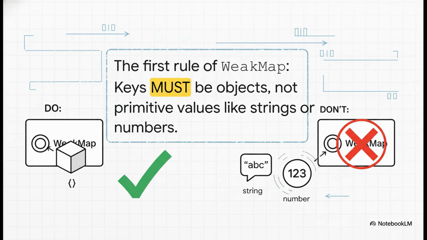Now, this is absolutely crucial. This is the golden rule, you could say. This whole automatic garbage collection magic only works if the keys in your WeakMap are objects. You can't use a string, you can't use a number. It has to be an object. That's because this whole system is designed to manage the lifecycle of objects specifically.